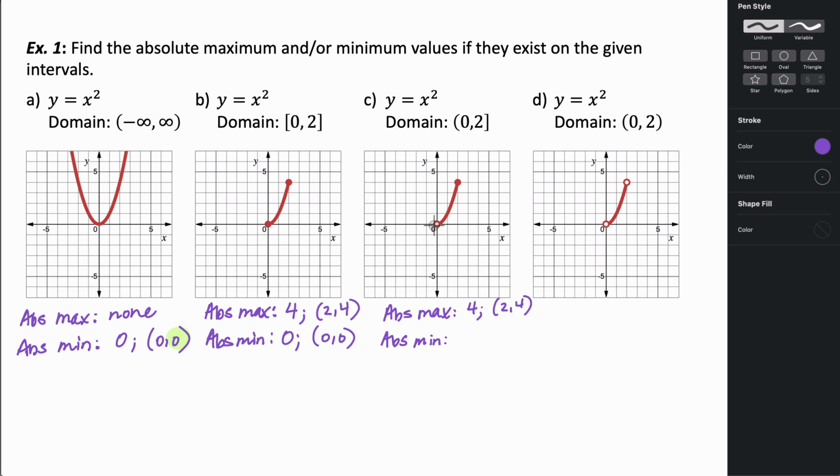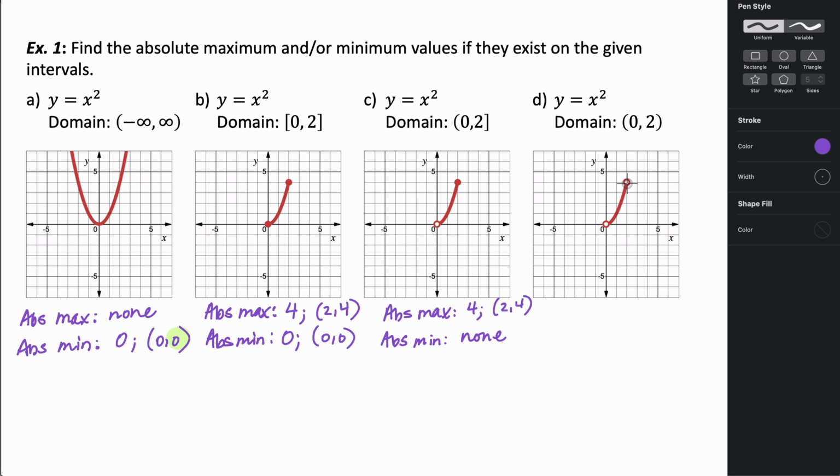Well, yeah, I could get 0.01. Well, can I get any closer than that? Well, yeah, 0.001. And we can get as close to 0 as we want without ever actually reaching it, right? So the limit that we're approaching is 0, essentially. But we can't actually reach that point of 0. So there is actually no absolute minimum here.